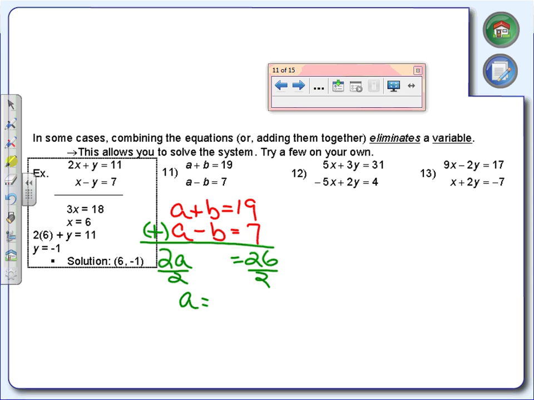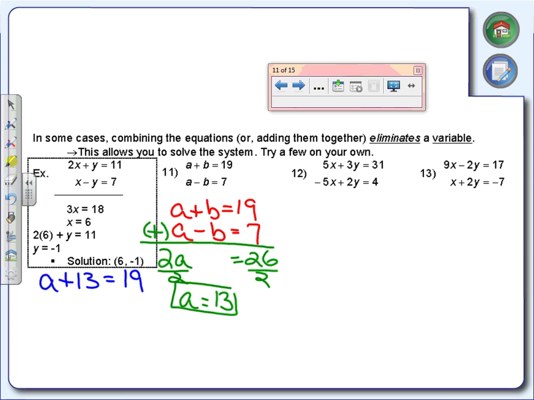So 26 divided by 2 is going to give us a 13. So I'm halfway there. I already know what A is. I know that A is 13. But if I want to find out what B is, how do I find out what B is? Plug it in. Take the 13, plug it in for one of these B's. It's your choice. I think I'm going to use the first equation. I'm going to replace the B with a 13.